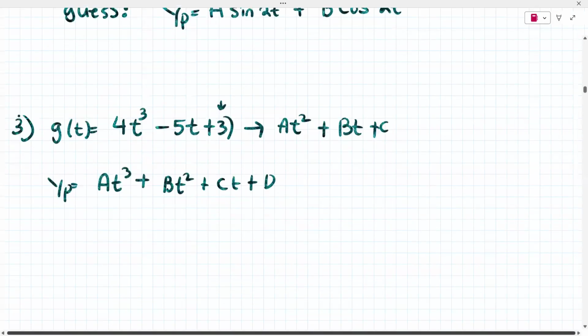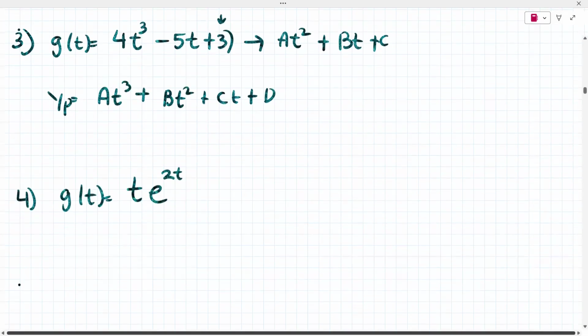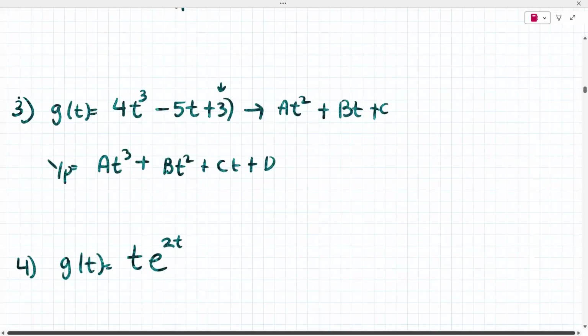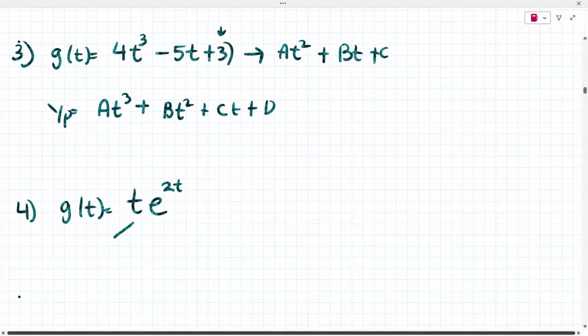Okay, what if we had a combination of the two? So for example, let's say we had g of t equals t times e raised to the 2t. So we have two things. We have an exponential and we have a t, which is technically a polynomial. So this t is a polynomial of degree 1, and this e to the 2t is like ce to the 2t.